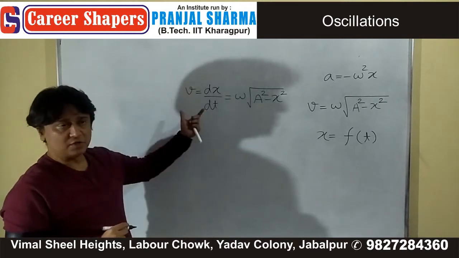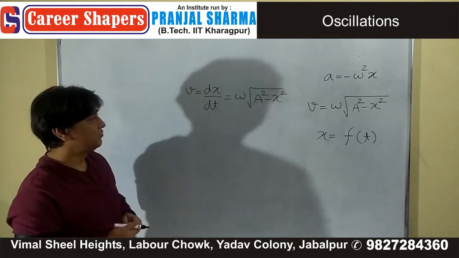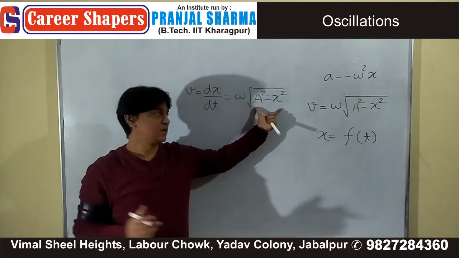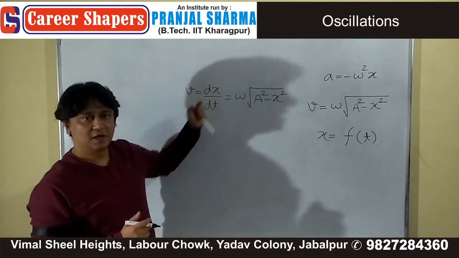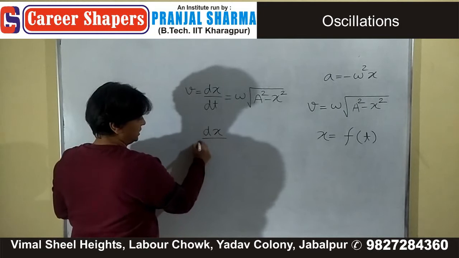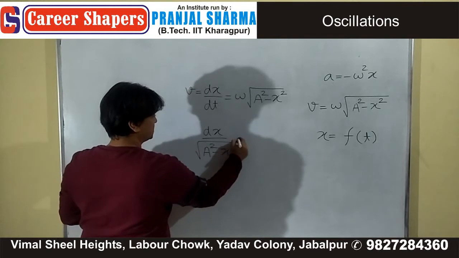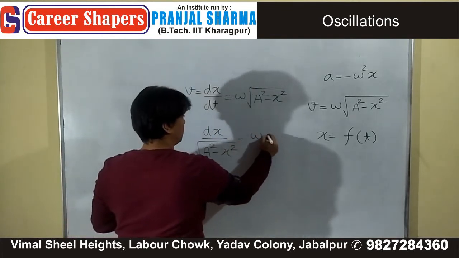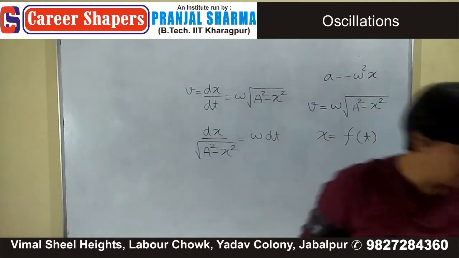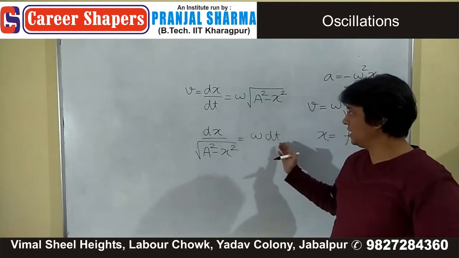Now we have to integrate this thing. We have to remove d, and removing d is called integration. And for that, you should move the same type of variable onto the same side. So this is x, this is x, and therefore let's cross multiply. It becomes dx upon root over a square minus x square, which is omega times dt. That's the basic step for integration.